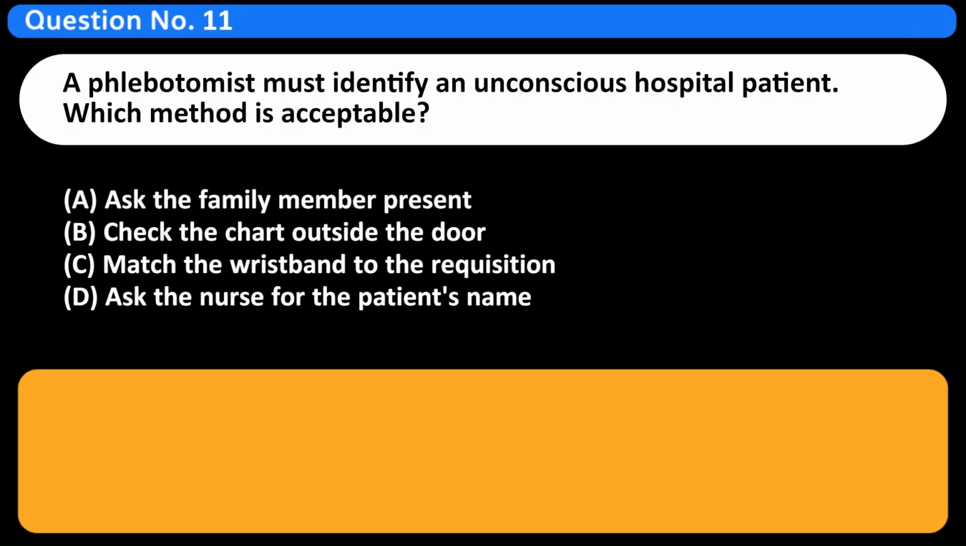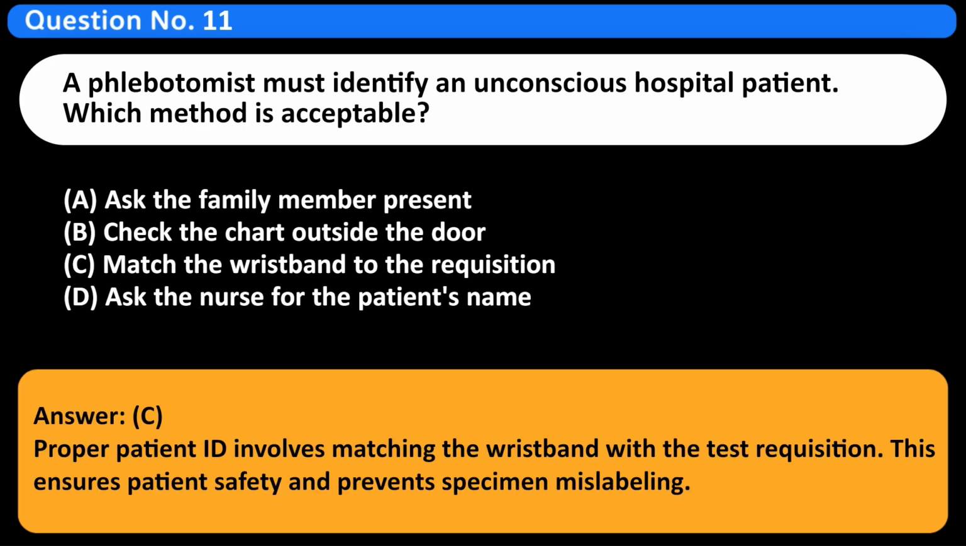A phlebotomist must identify an unconscious hospital patient. Which method is acceptable? A. Ask the family member present. B. Check the chart outside the door. C. Match the wristband to the requisition. D. Ask the nurse for the patient's name. Answer: C. Proper patient ID involves matching the wristband with the test requisition. This ensures patient safety and prevents specimen mislabeling.